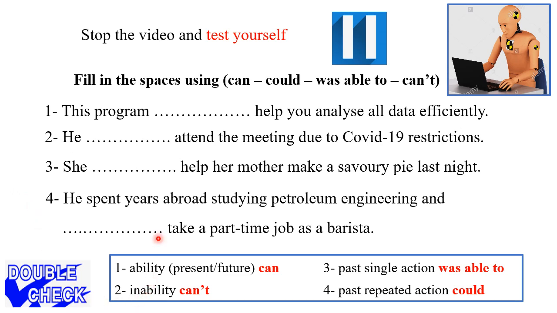The first sentence up there expresses ability, either in the present or the future. So this is why we use can. And the second one expresses inability. This is why we used cannot or can't. And the third one expresses single past action. So this is why we used was able to. And the fourth question expresses past repeated action. This is why we used couldn't.